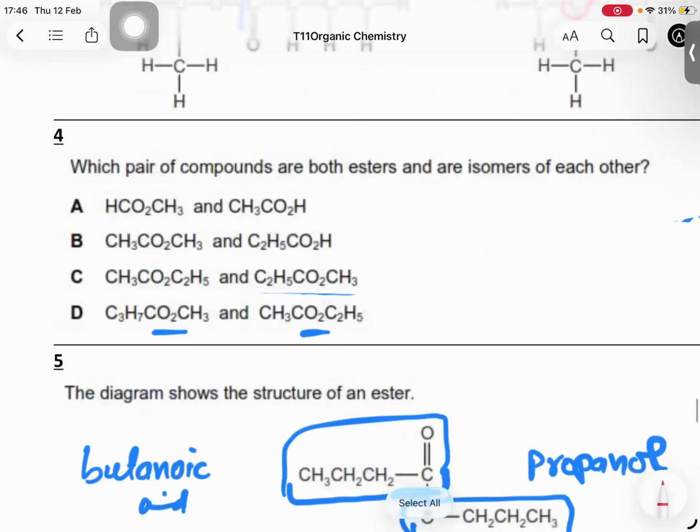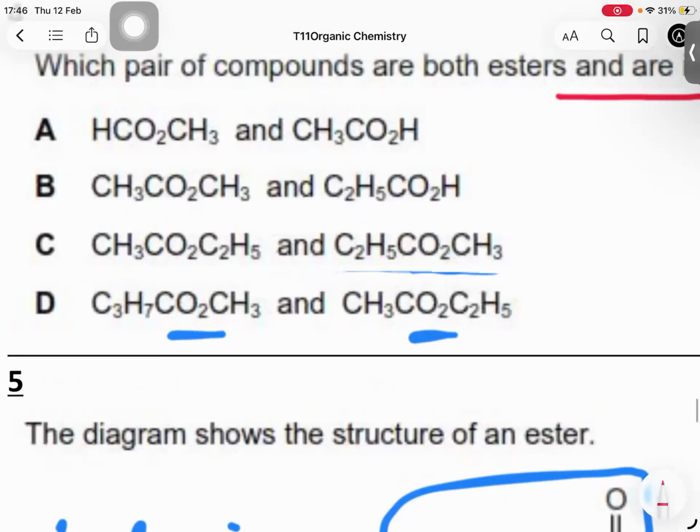Which pair of compounds are both esters and the isomers of each other? Of these, you need to identify the esters, and isomers as well. Esters and isomers.